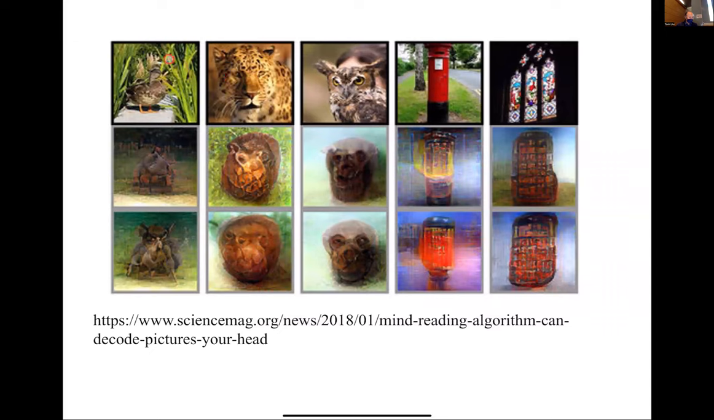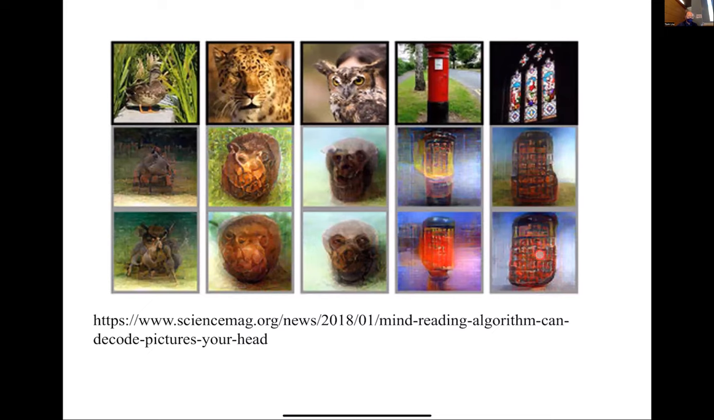And these are just some pictures of what was seen and what the decoding would be. So it's not perfect, but people are still working to make this better. Essentially, the idea is that different areas of the brain respond differently to different shapes, edges, and visual features. And so the idea is, can you use that to decode? This is actually pretty good, right? This is a stained glass window, and it did a pretty good job there.